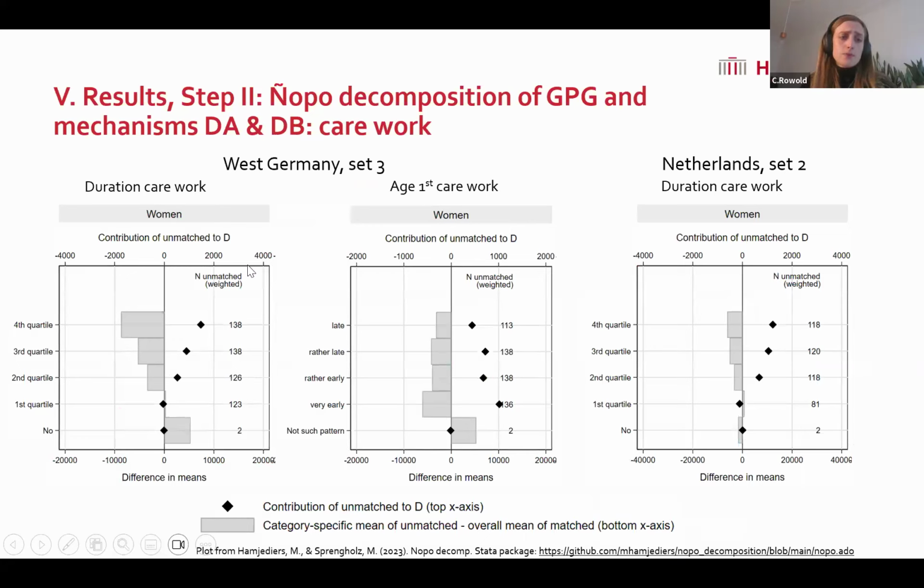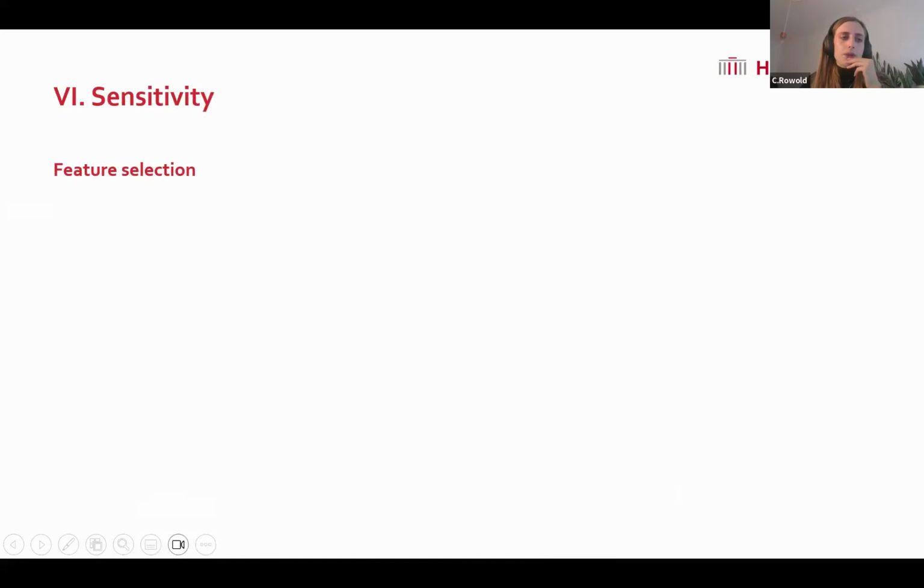Okay, maybe I also skipped this. This is in the paper, quantifies a bit more the effect here of duration or timing of care work for both countries. And let me slowly wrap up first. I obviously do some sensitivity analysis. The first one is that I apply alternative algorithms to the Boruta that are quite complementary. And here the results are rather robust.